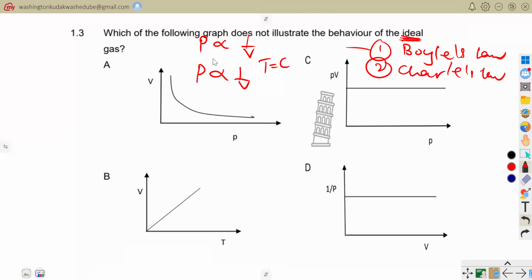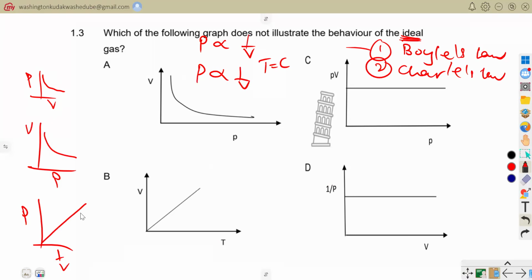The graph for this would be something like this: either you have pressure here and volume here, and you get a curve like this, or you have your volume and then your pressure and you have something like this, or else you have your pressure here and your 1 over V, and this is where you would have a straight-line graph like that. That is for Boyle's law, and Boyle's law obeys the ideal gas behavior.